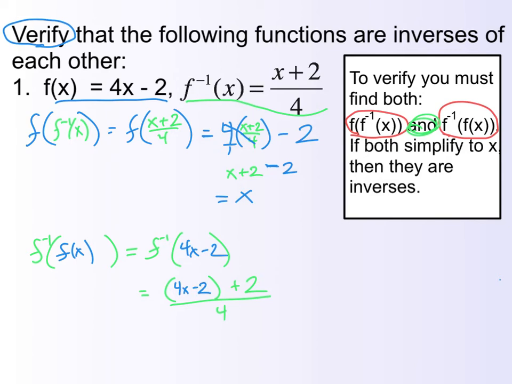So I would first simplify the numerator. All right, in the top there, I could do 4x minus 2 plus 2, and that will in fact be equal to 4x, and then I have that divided by 4. That does in fact equal x. So I have checked that off, I've checked that off.